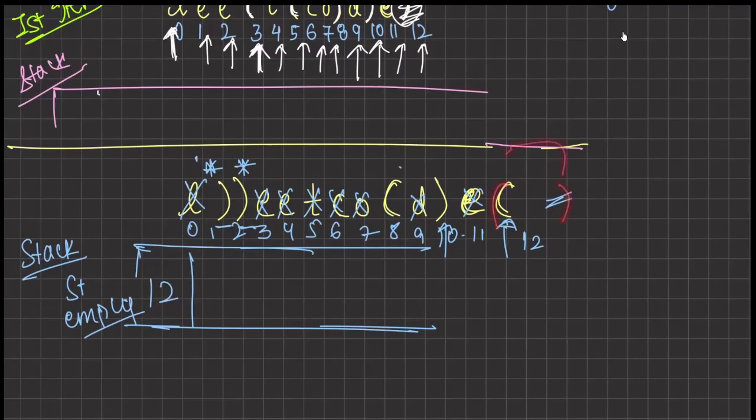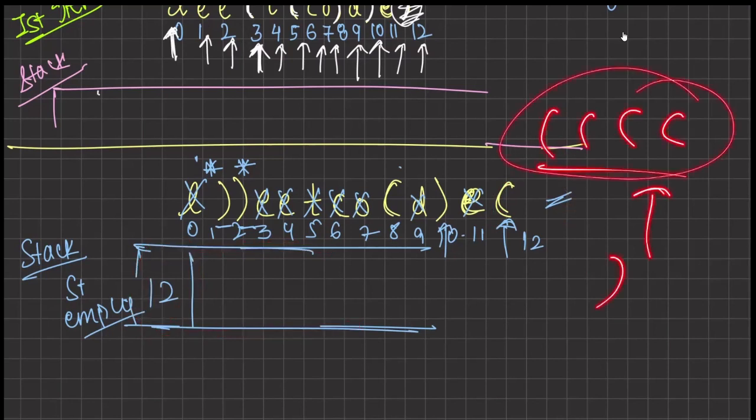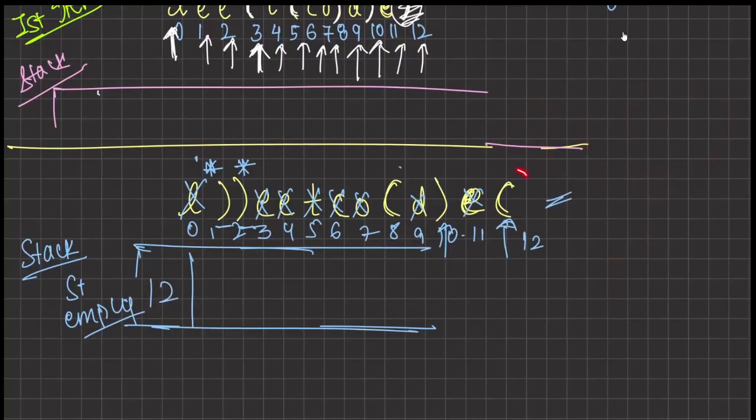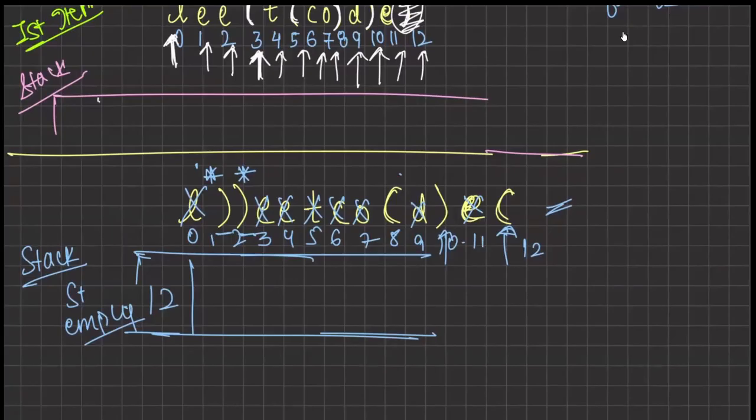Whichever thing is left in the stack now is an opening parentheses that is not yet completed. So it will remain in the stack only, since no one is removing it. We will pop it out one by one and mark them as star. At the end, we will iterate and build the final answer string.